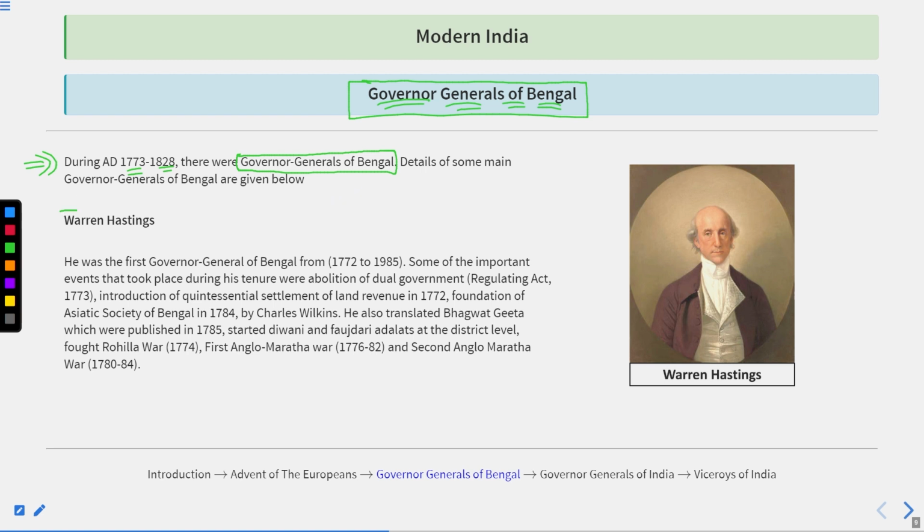If we talk about them, the first one was Warren Hastings. Remember, Warren Hastings was the first Governor General of Bengal. He was appointed from 1772 to 1785. Some of the important events that took place during his tenure: the first one was the abolition of dual government.